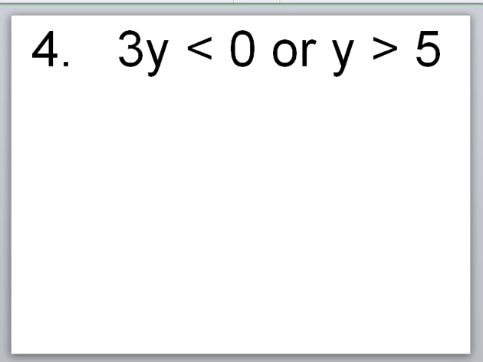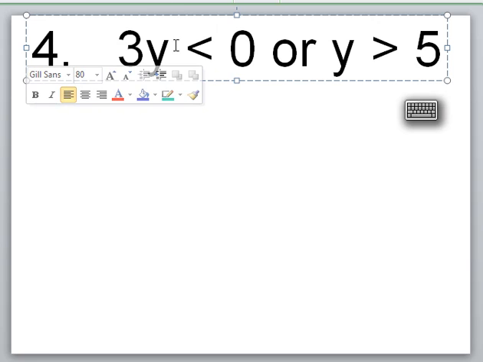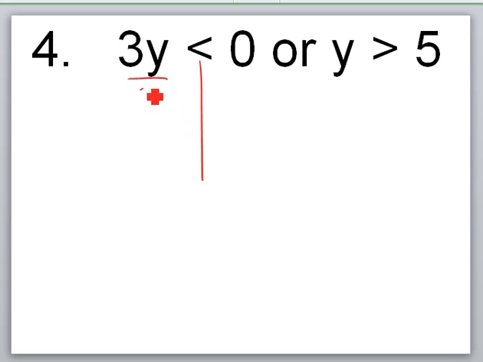Our next example is definitely an or statement. It has the word or between it. So we'll go ahead, solve this like normal. We will say we're going to divide by a positive 3, divide by a positive 3. Don't flip the sign. We're dividing by a positive. So y is less than 0 or y is greater than 5.